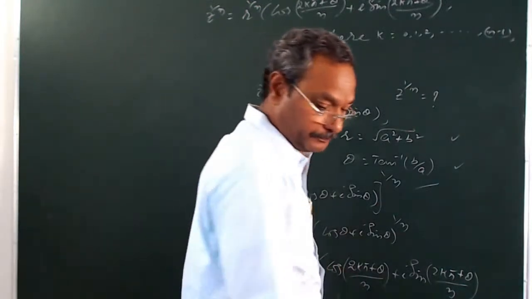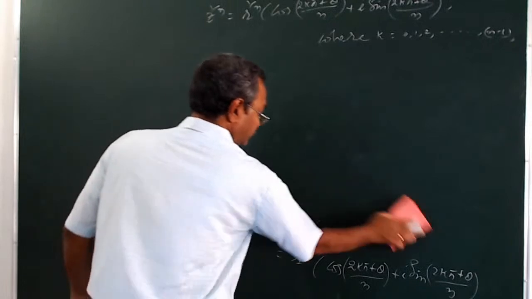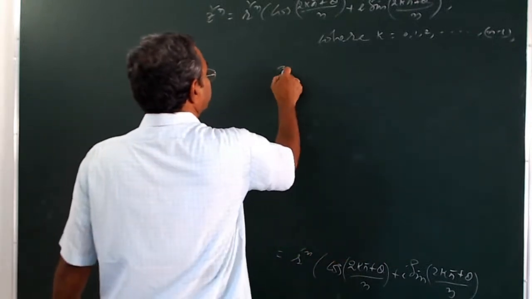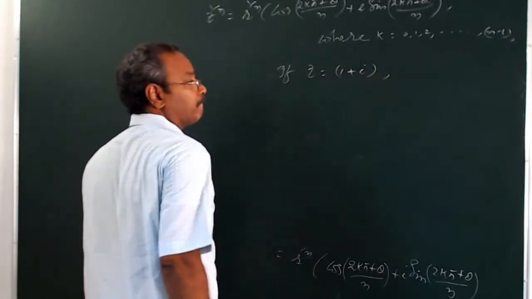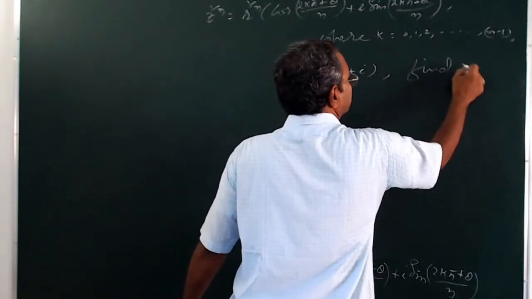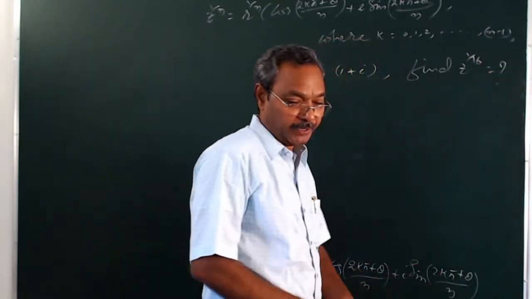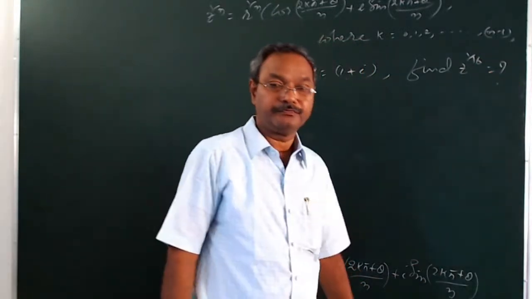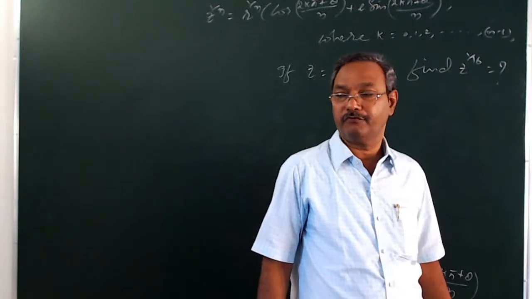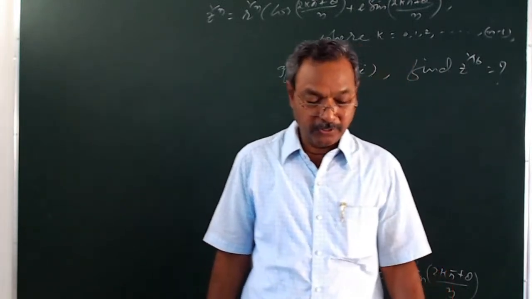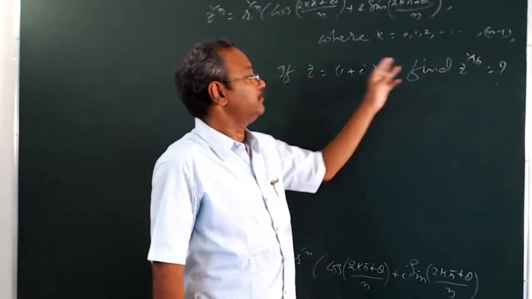For example, let's say one example for this. If z is say 1 plus i, find z to the power of say 1 by 16. Find the 16th roots of the complex number 1 plus i. Find all the 16 roots of the complex number z.